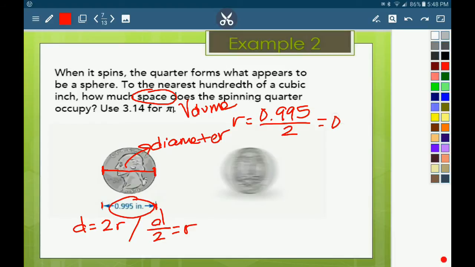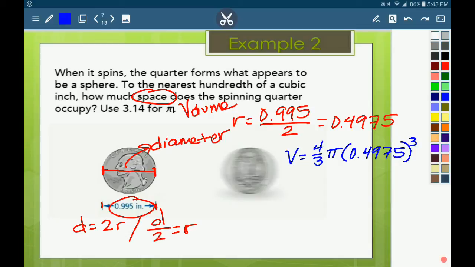which is 0.4975. Okay, so we're going to need to be careful. Don't round before you get to the end of the answer, or else it may skew things a little bit. But if you have to, you can. Just try your best not to round anything till the end answer. So now I'm just going to repeat the same process. Volume is equal to 4/3 pi times r, which is 0.4975 cubed.